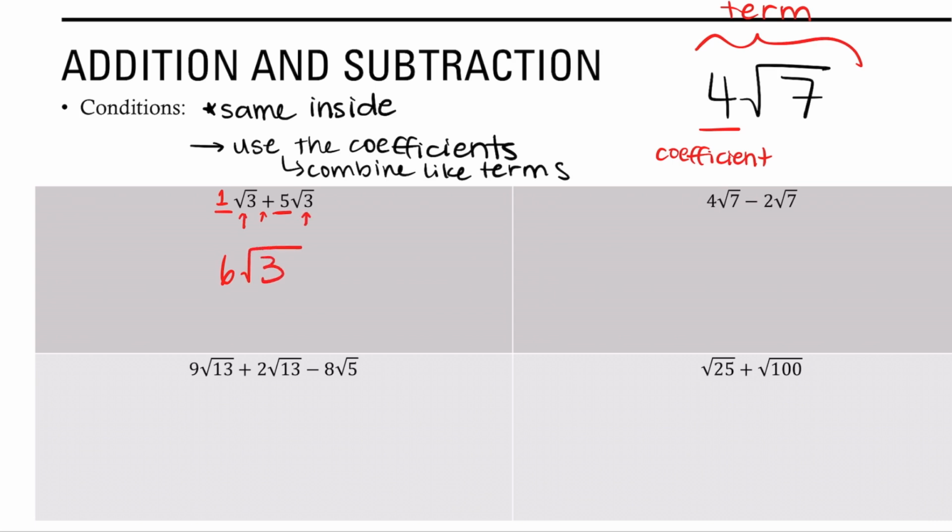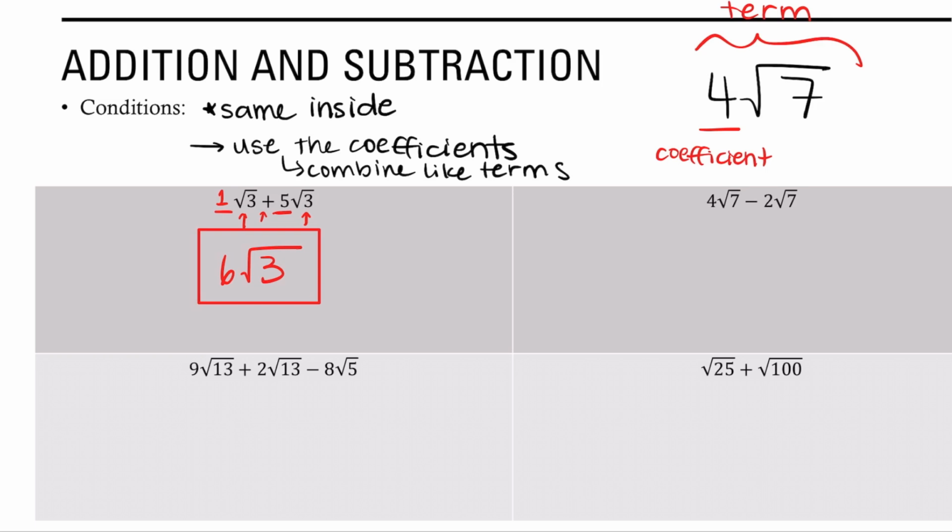So that's why when you add and subtract, the inside has to stay the same, because when you combine those, you can't change the inside. So this would be my simplified version, where I have 6 square root of 3. 3 actually doesn't have a nice square root. It's irrational. It's not a nice number. So we're just going to leave it like that.